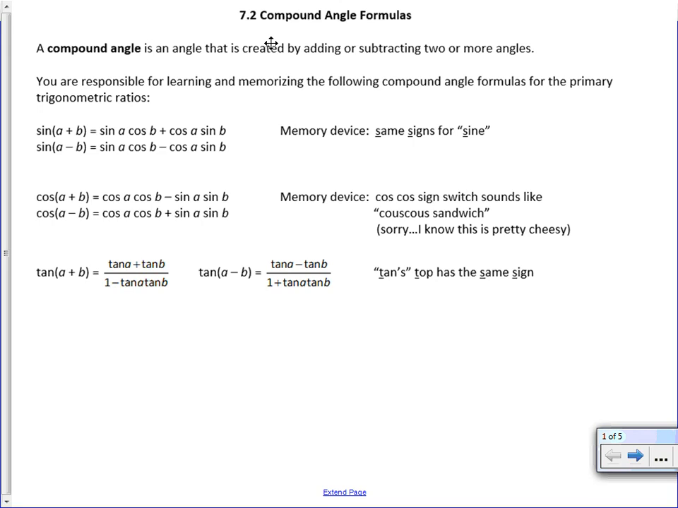What if the angle is made up of the sum or difference of two other angles? And there are some rules for that. So the first type is the compound angle rules, or compound angle formulas. You will be provided with this formula sheet. You are provided with this formula sheet for the test. You will be provided with this formula sheet for the exam.